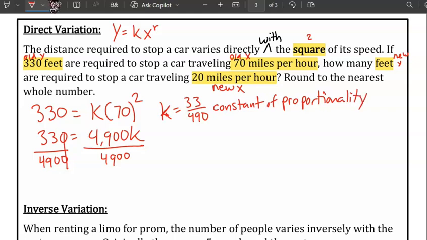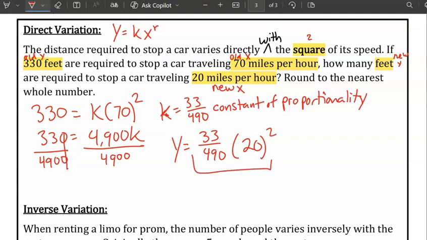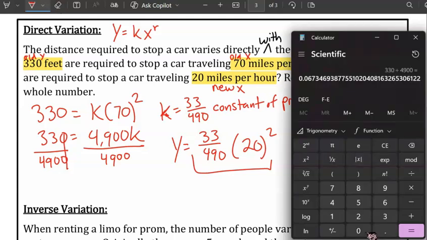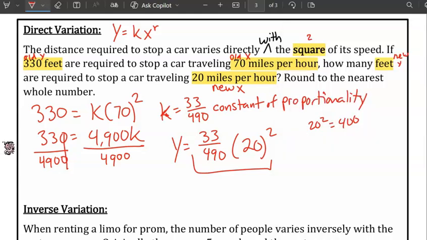We're going to plug that in with the new x to get the new y. y equals 33 over 490 times 20 squared. Evaluate this. 20 squared is equal to 400. So we're going to go back to this and multiply this answer by 400. We get about 27. This means that 27 feet are required to stop a car traveling at 20 miles an hour.